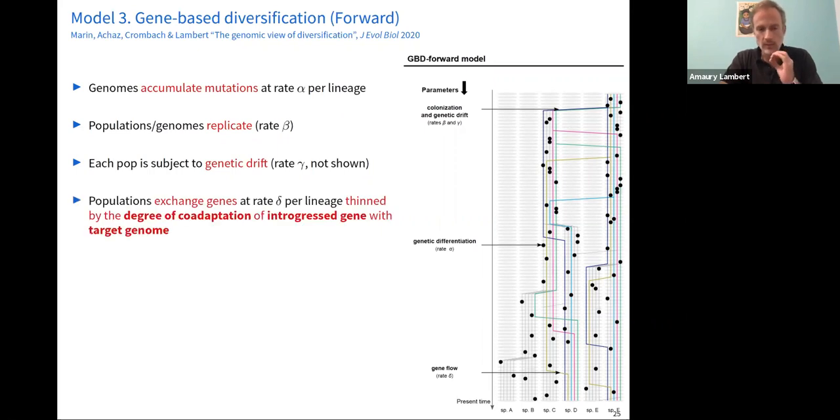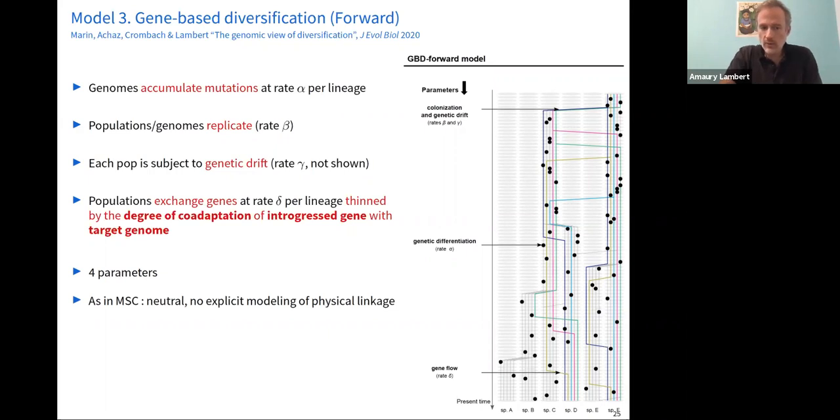And the nice thing here is that populations exchange genes at rate delta per lineage, meaning that each lineage can travel from one species to another. But before being accepted in the target genome, it tosses a coin with probability equal to the degree of co-adaptation, so the fraction of gene lineages that are co-adapted with the introgressed gene. And so with this model, we have only 4 parameters.